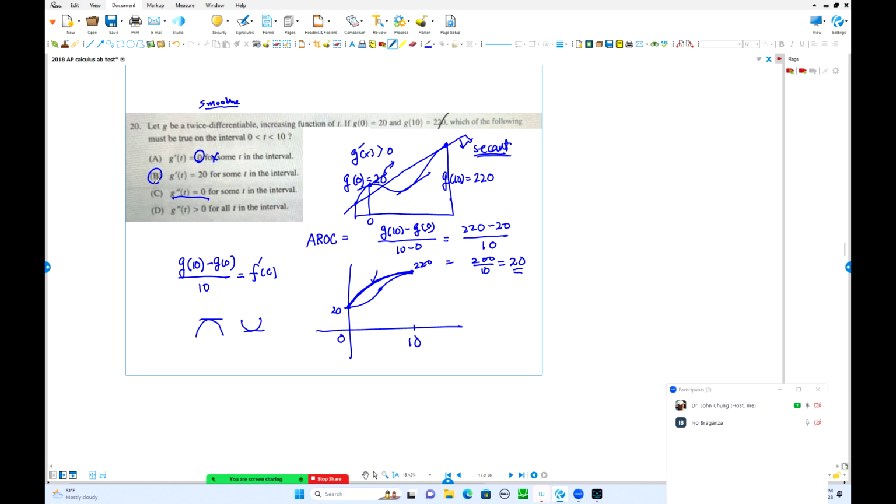It's a smooth line. For any point c, there must be some slope equal to the slope of this line, 20 here and here. Over here there is some value c which has the same slope. These two lines are parallel. This one is the mean value theorem. To apply the mean value theorem, the sufficient condition must be differentiable.